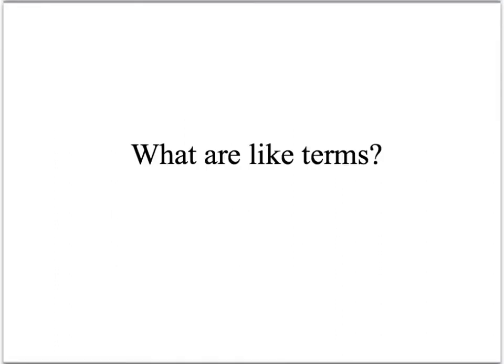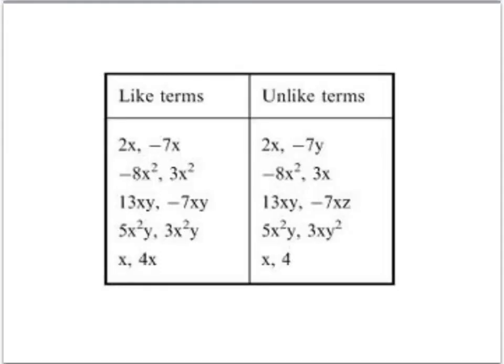Okay, so let's look at what are like terms. Think about what you might already know about like terms. Okay, so on the left-hand side, these are like terms. 2x and negative 7x. Okay, they have the same exact variables here. Negative 8x squared, 3x squared. These are like terms because they both have x squared. Here I have xy in this term, xy in this term. They must be exactly the same. Like here, 5x squared y, x squared y is a like term with another x squared y. And finally x and 4x. Remember that if you just have x, it means that there is one x.